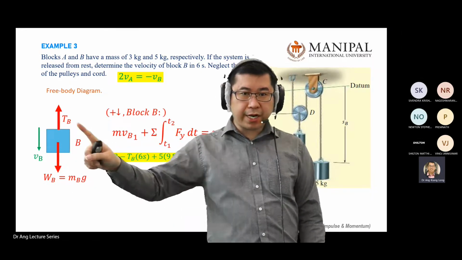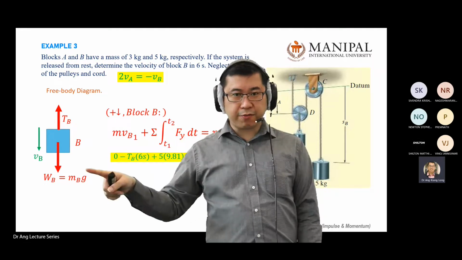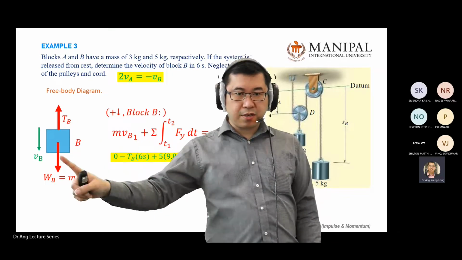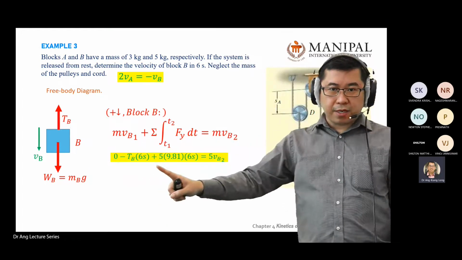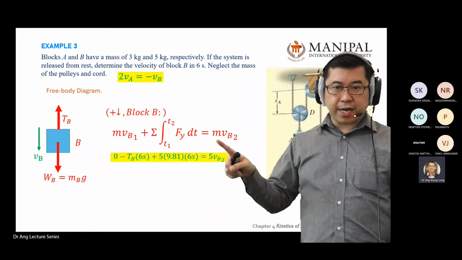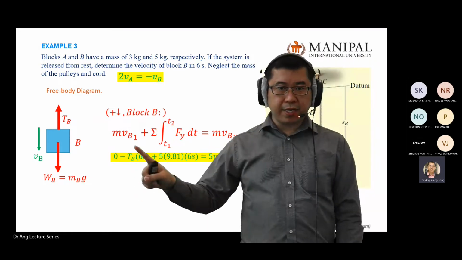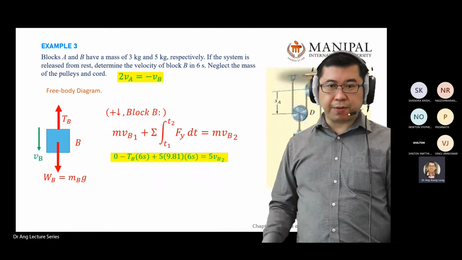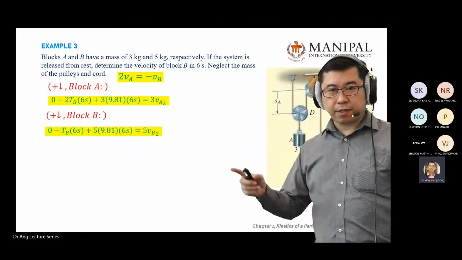Look at the free body diagram. What generates the impulse? As long as there's a force in the free body diagram, force multiplied by time generates impulse. There are two impulses here, W and T. So TB times 6 seconds, W equal to mg times 6 seconds, with mass for B being 5 kilograms, times VB2. So again, you get another linear equation, TB equal to something times VB. You have two equations now.